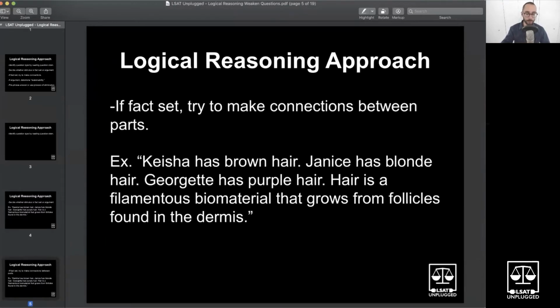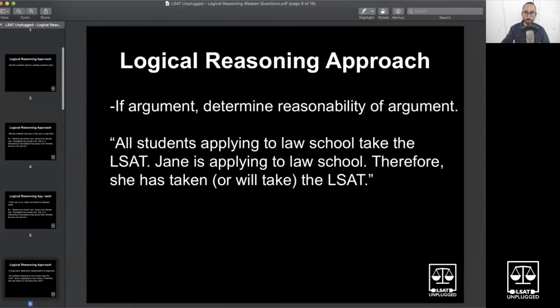So we talked about some connections already. If it's an argument, what do we do? So: all students applying to law school take the LSAT. Jane is applying to law school. Therefore, she has taken or will take the LSAT. How reasonable is that? Yeah, you're all nodding. So it's pretty reasonable.